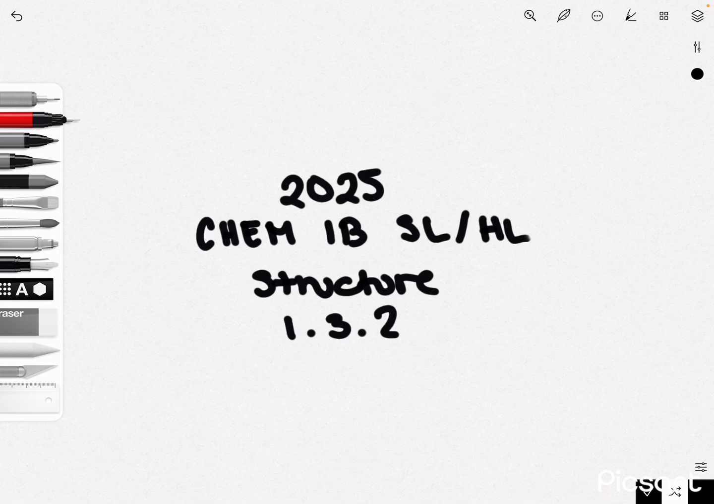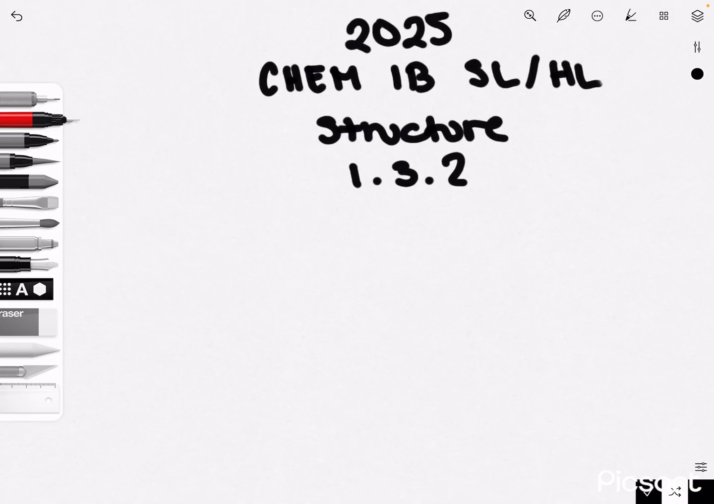Today we're going to be looking at structure 1.3.2, which is: the line emission spectrum of hydrogen provides evidence for the existence of electrons in discrete energy levels, which converge at higher energies.